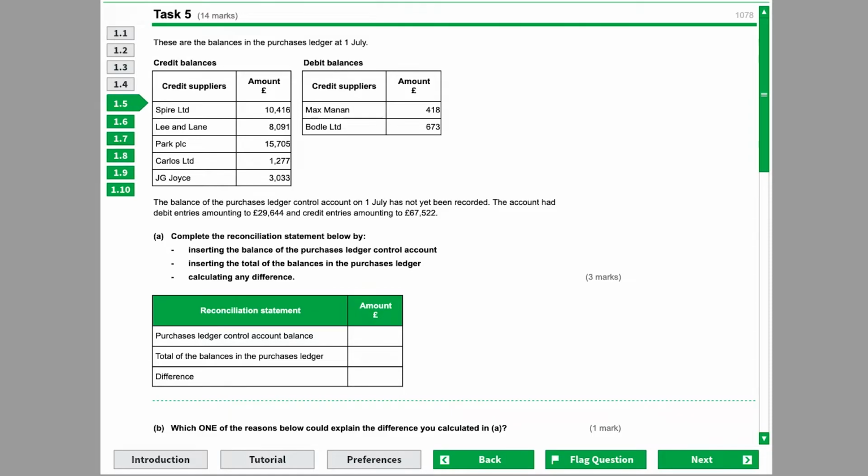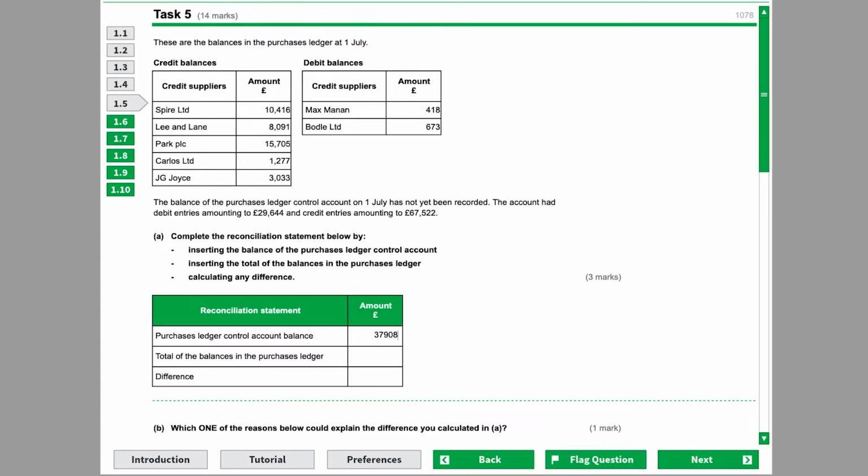And to do that, we'll take the information in the question, which states that the debit entries totaled $29,644 and the credit entries amounted to $67,552. Therefore, the balance on the purchase ledger control would be the difference between these two figures. So if we do the difference between those two, that would give us a balance of $37,908. So let's just enter that in. 37,908.